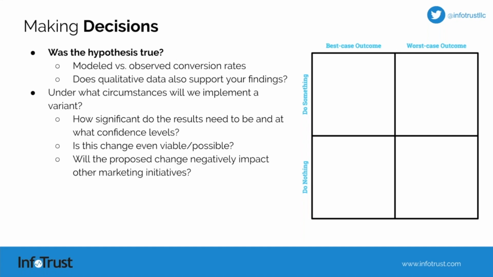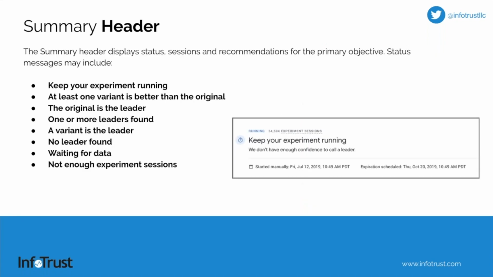So in Google Optimize, this is an example of some of the types of data you may see in your reporting interface. So you'll see a quick summary of the test experiment sessions and some advice from Google Optimize based on your results in terms of how you should proceed, whether that be to keep your experiment running, if there's no leader found, if you're still waiting for data, or if there's a variant that is a clear leader.